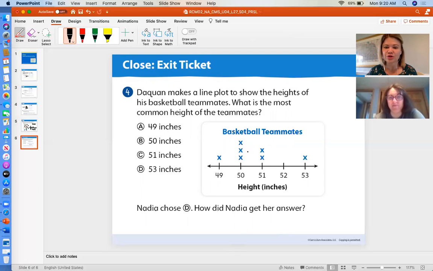50. So we know that the most common height is 50 inches because there are 3 people who are 50 inches and no other height has that many, right? So the answer is 50. Yes. Nadia chose D. How did Nadia get her answer? So she said 53. What do you think she did? The tallest person on the basketball team instead of the one that had the most X's. So yeah, that's what she did wrong. She chose the tallest instead of the most common.